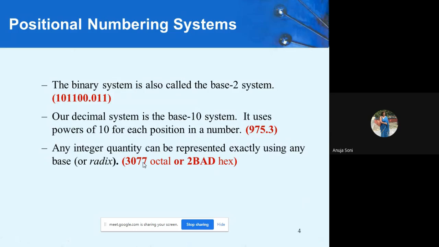If it has base 8, we'll say that this number is represented in octal number system. And similarly 2BAD. It is clearly visible, if you look at the different kinds of symbols used in this number, that we can very easily say that this number is represented in the hexadecimal numbering series, in the hexadecimal number form.